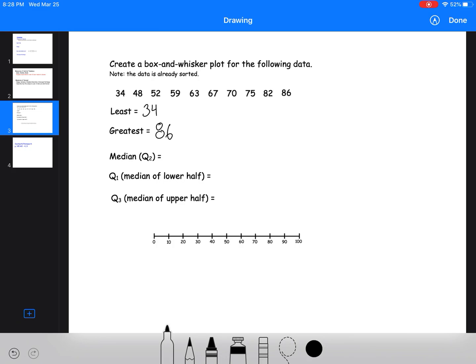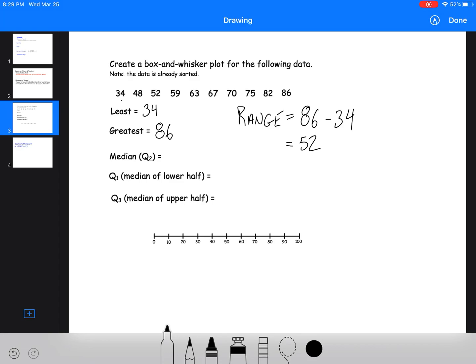So that would tell us our range is 86 minus 34. We could write that in here as well. Range would be 86 minus 34. So we're going to have what, 52? Our range is 52. Now Q2 is actually our median.